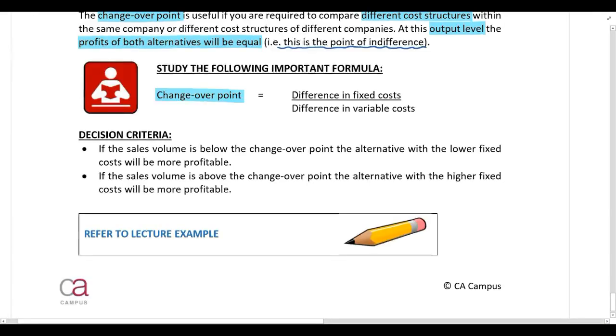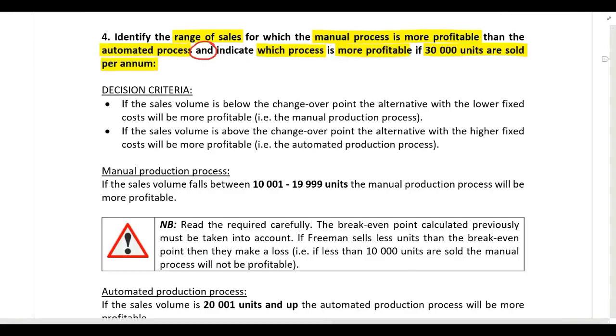Now guys, if you go back to the lecture notes, you'll see I have included the decision criteria for you over there, but let's apply the decision criteria to this example. So here's the decision criteria again. So we know if they manufacture and sell 20,000 units, that is the changeover point. At that point, both processes are equally profitable. However, if the sales volume is below the changeover point, so in other words, if the sales volume is less than 20,000 units, then the alternative with the lower fixed costs will be more profitable.